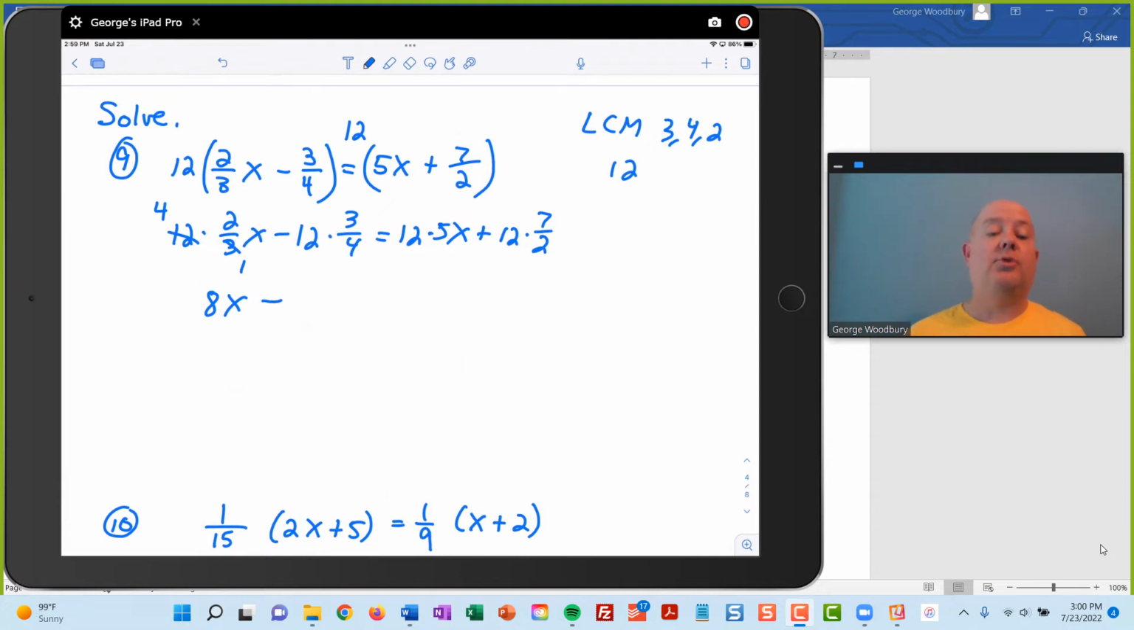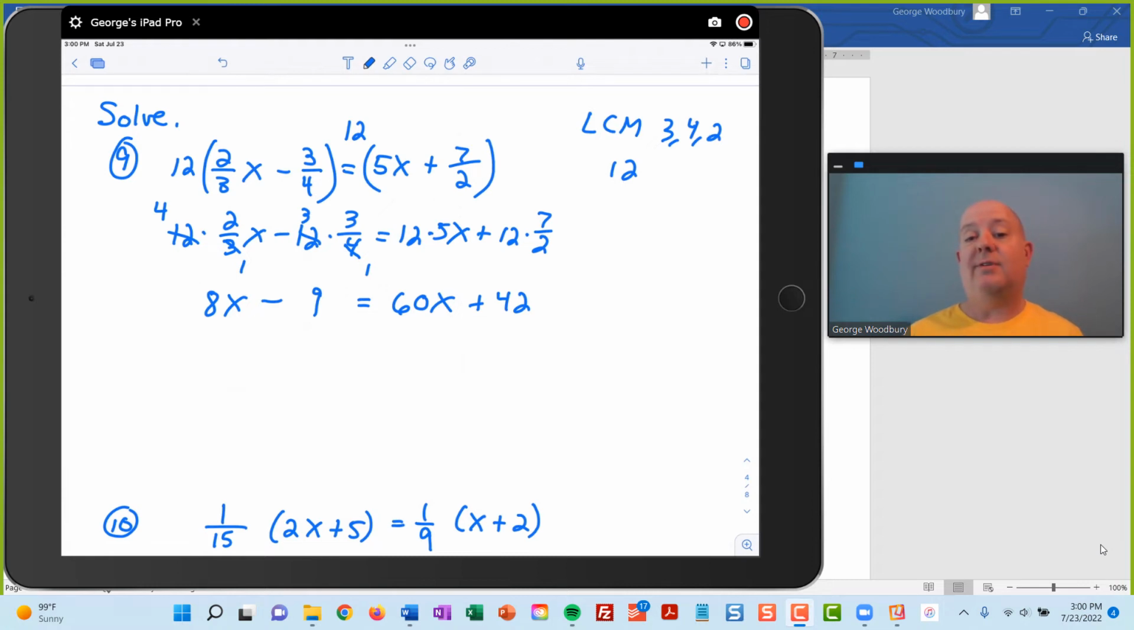Minus 12 times 3/4. 12 times 3 is 36. 36 divided by 4 is 9. Or I could divide 4 into 12, which goes 3 times, leaving me with 3 times 3, or 9. On the right-hand side, in the first term, nothing to cancel or divide. This is just a simple multiplication problem. 12 times 5x is 60x. And then 12 times 7/2 ends up being plus 42.